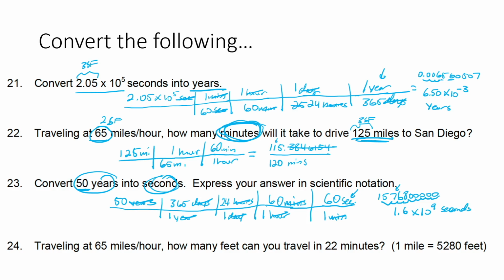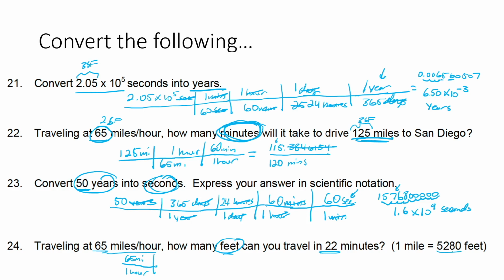And the last one, I don't have a lot of room down here, but I'll do my best. We're going at 65 miles per hour. How many feet am I going to travel in 22 minutes? So you're going to try to get from minutes to feet, using this right here, the 65 miles per hour. So let's start out doing that. We have these 65 miles per 1 hour.